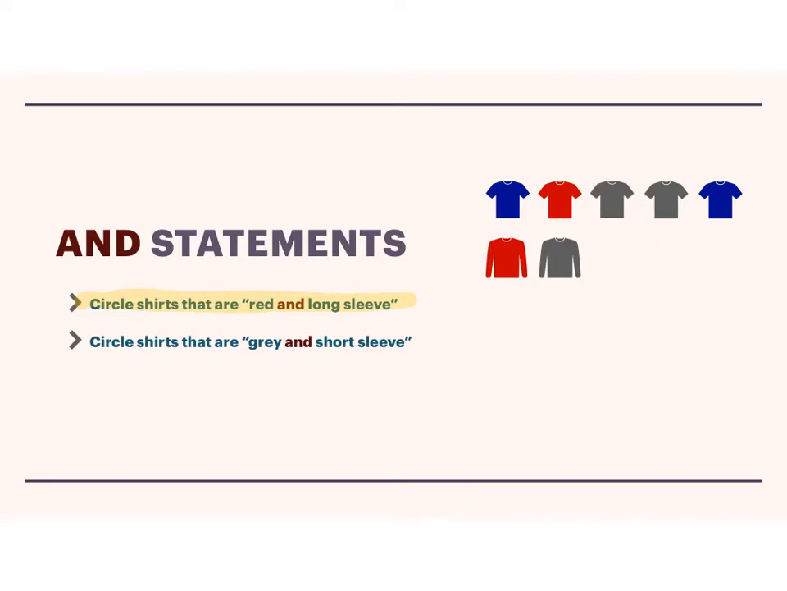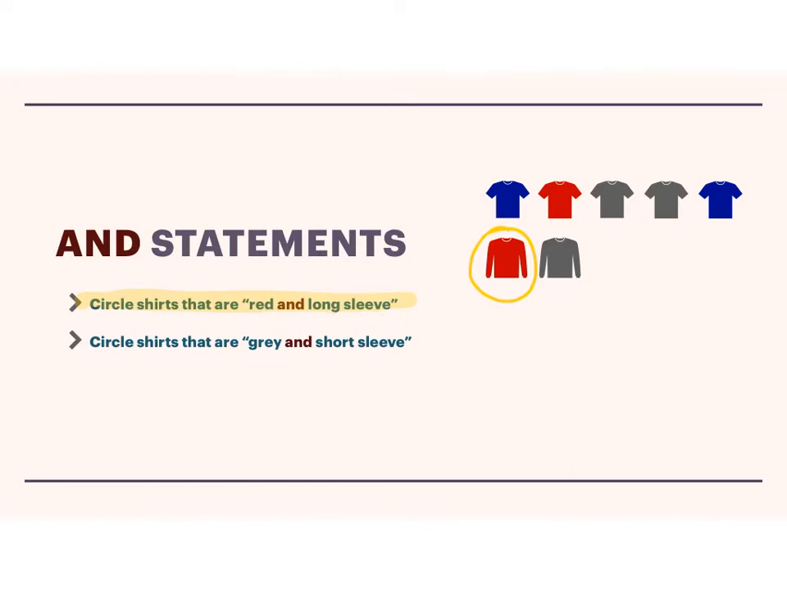And it says circle the shirts that are red and long sleeve. So if you look over here at the right where I've got several shirts shown, I want the ones that are red and long sleeve. "And" means they have to satisfy both. And there is only one shirt that actually satisfies both those conditions. While this shirt is red, it is not long sleeve. And the "and" statements require that you satisfy both of those statements.